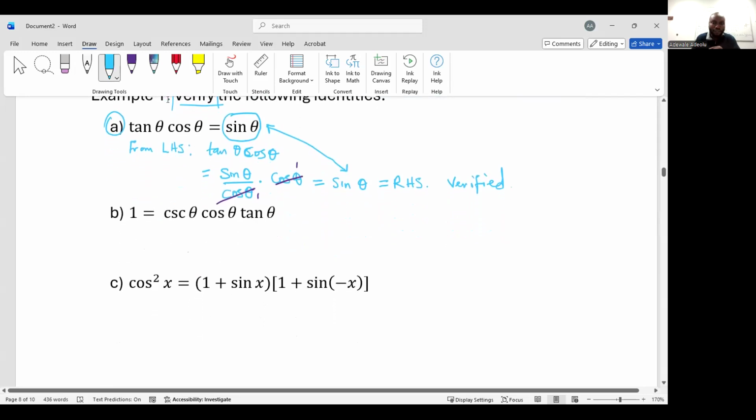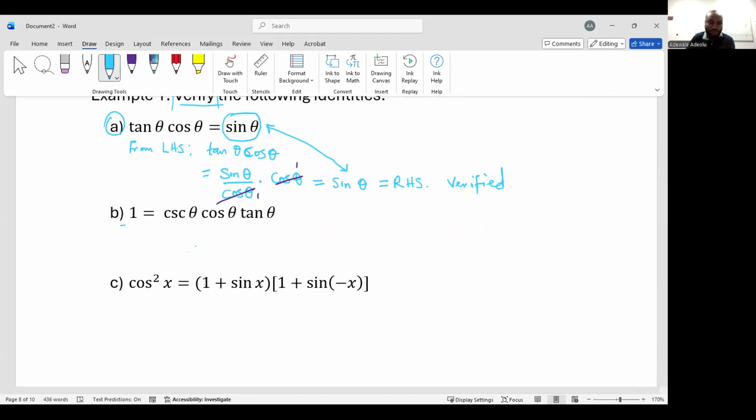Okay. Look at problem B. Well, like I said, we also want to verify this. So like I said, we always want to start with the complicated part. One is not complicated, but the right-hand side in this case.